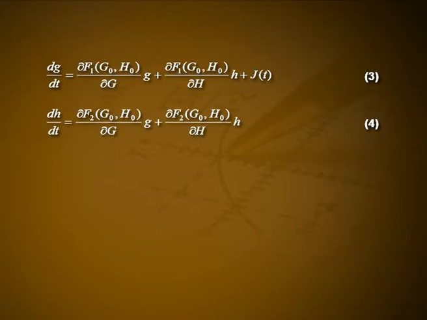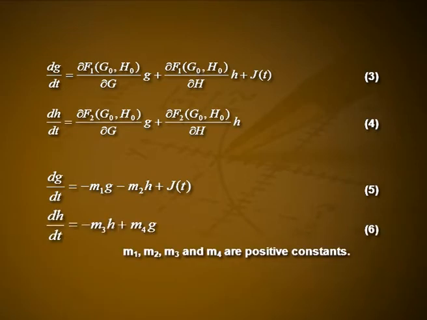Thus, we can write equations 3 and 4 in the form dg/dt = -m1 g - m2 h + j(t), and dh/dt = -m3 h + m4 g, where m1, m2, m3 and m4 are positive constants. Equations 5 and 6 are two first order differential equations for g and h. However, since we only measure the concentration of glucose in the blood, we would like to remove the variable h. This can be accomplished as follows.